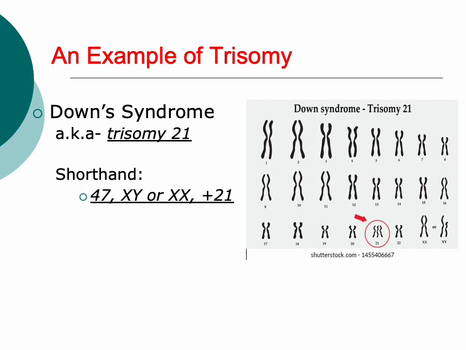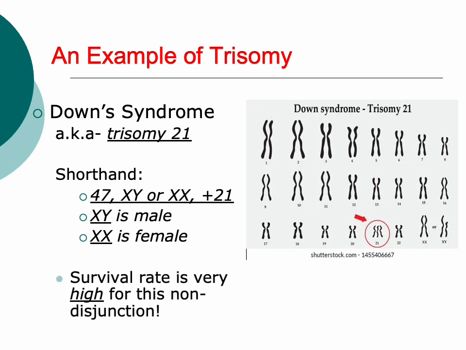In terms of nomenclature, normally we have only 46 chromosomes. But in Down syndrome, since you have an extra autosomal chromosome on chromosome number 21, this is how it is written: 47, XY or XX, and then you have an annotation plus 21. The plus 21 there stands for an extra autosomal chromosome on the 21st chromosome. XY, of course, is male and XX is female. Survival rate for this type of trisomy is very high.